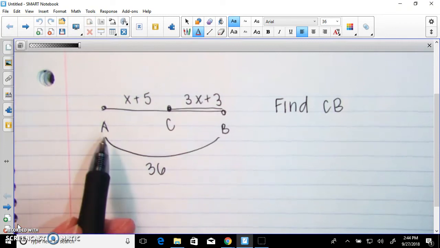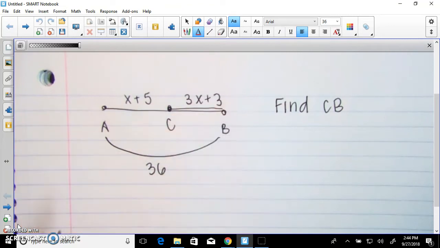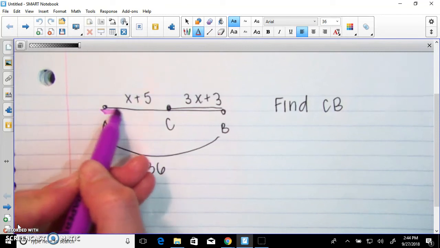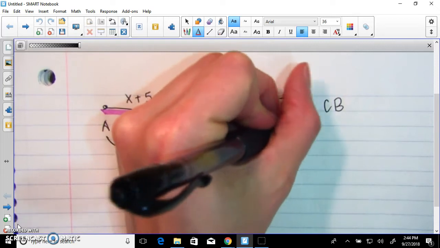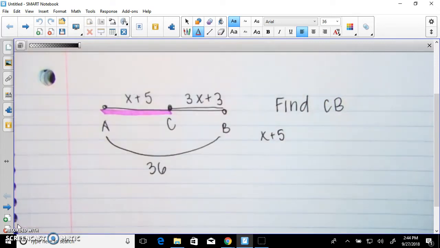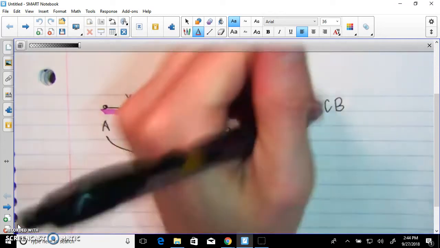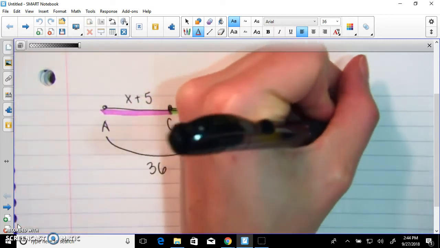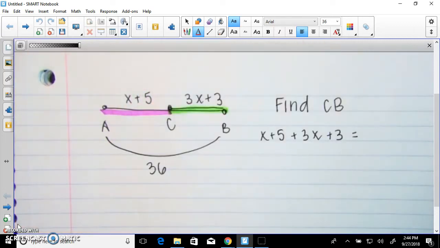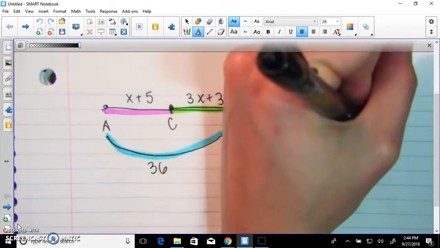So the segment addition postulate says that a segment is equal to the sum of its parts. So we need to set up an equation. So we're going to start with AC. So if AC is equal to x plus 5, then I'm just going to write x plus 5 plus the next part, 3x plus 3, so plus 3x plus 3, equals the entire length of the segment, which in this case is 36, equals 36.